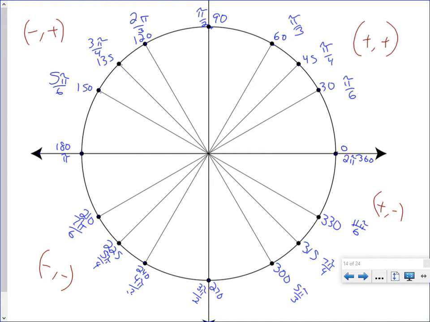Now it's where things can get interesting. So, if you have a theta value placed there, if I have a theta value placed there, what does that mean?